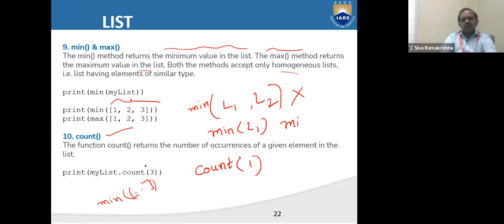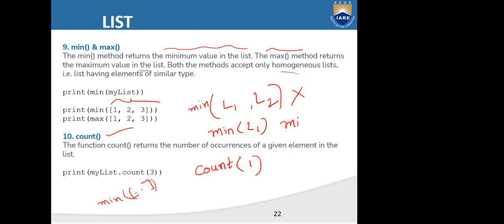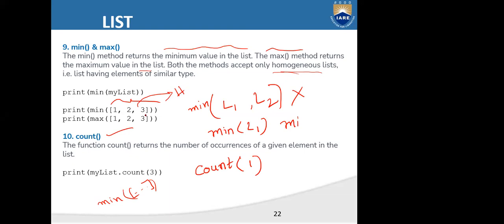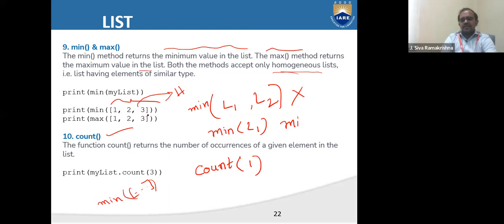What is the condition to apply the two functions min and max? Similar type of elements. They should be homogeneous. The elements present in the list should be homogeneous. A heterogeneous list cannot be used to determine the min and max. So what is meant by heterogeneous? Is this list 1, 2, 3 homogeneous or heterogeneous? Homogeneous, because all the elements are of the same data type.